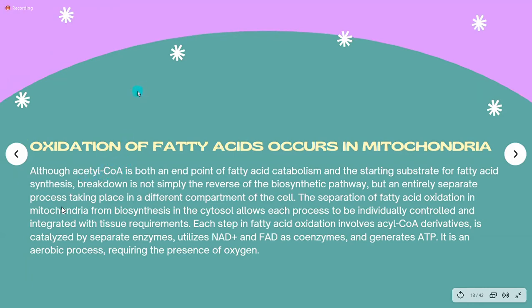Fatty acid metabolism breaks down the fatty acid by removing 2 carbons at a time, converting it into acetyl-CoA. So for example, you have stearic acid, 18 carbon atoms. How many acetyl-CoAs can we make out of it?